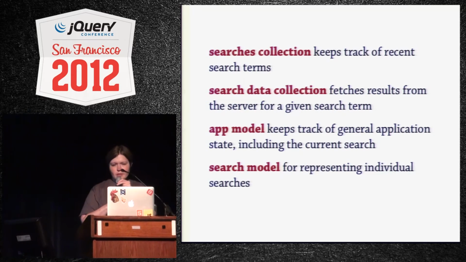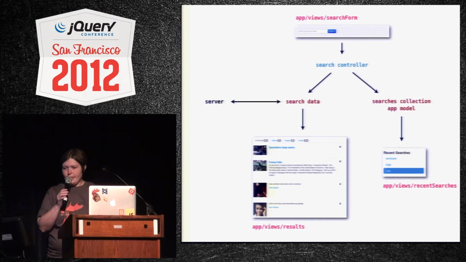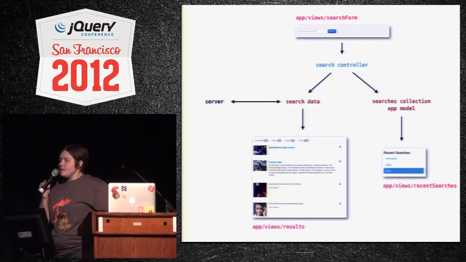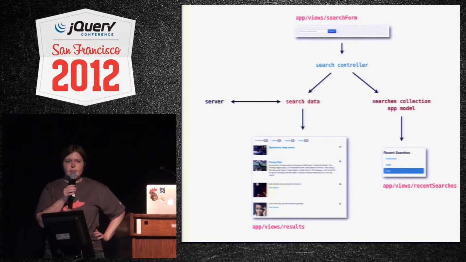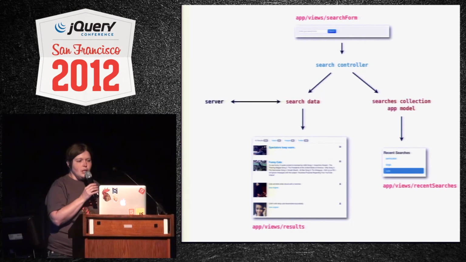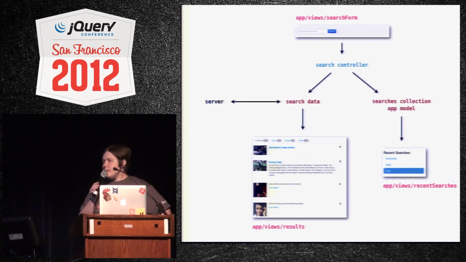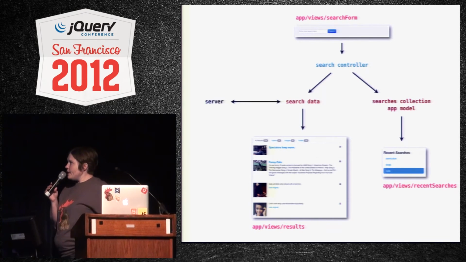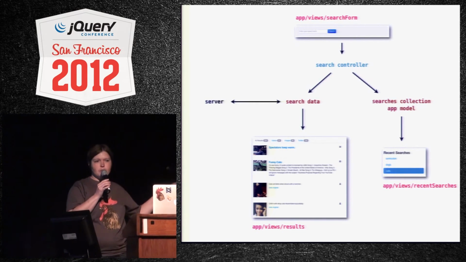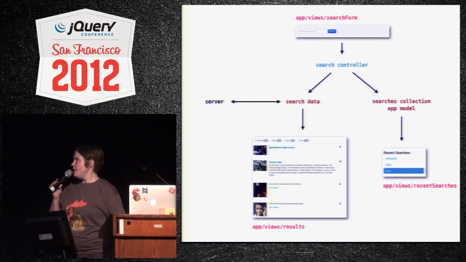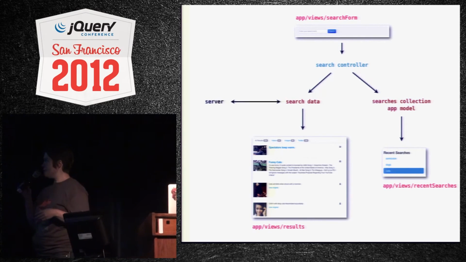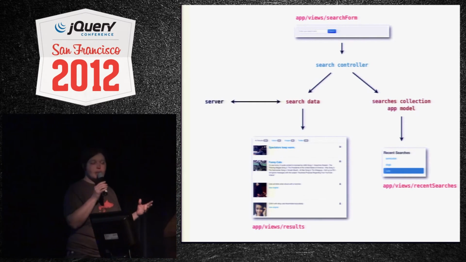So if we draw a picture of what our app looks like when we break it down, like I said, our search form announces that someone has searched for something. So we click on that button and it makes an announcement that someone has searched for this term. And then the search controller hears that announcement and it says, search results data, here's the new term that I need you to search for. It also says to that list of searches, hey, someone just searched for this.